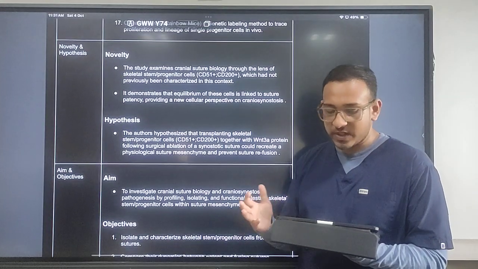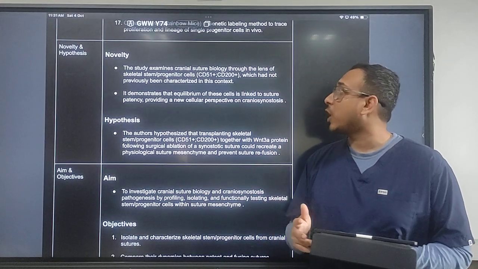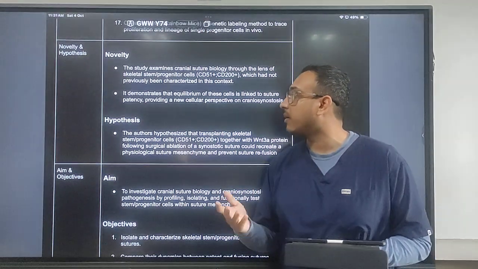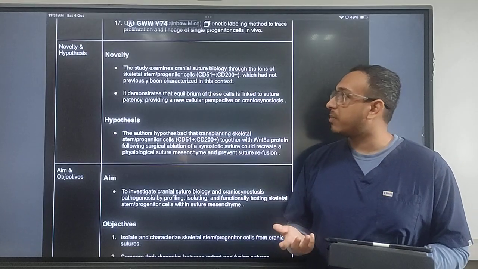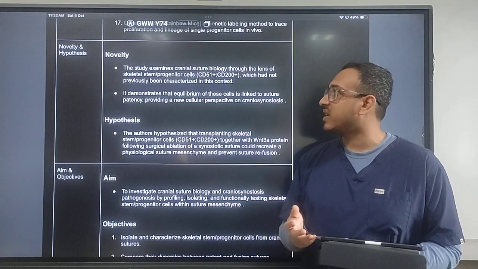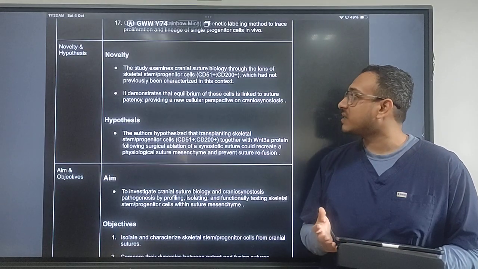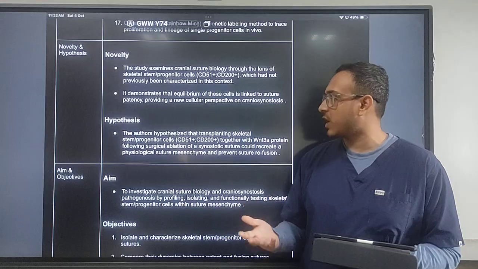So the novelty of this study is that it examines cranial suture biology through the lens of skeletal stem and progenitor cells, which had not previously been categorized in this context. It demonstrates that equilibrium of these cells is linked to suture patency and provides a new cellular perspective on craniosynostosis.